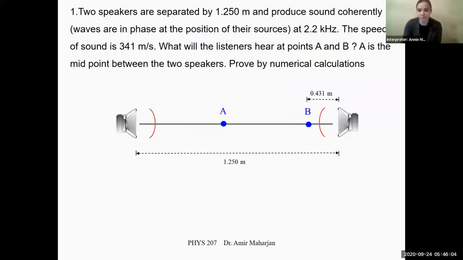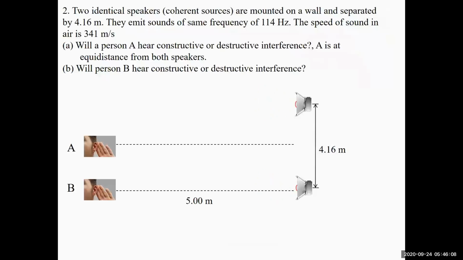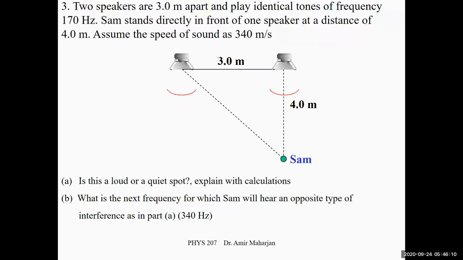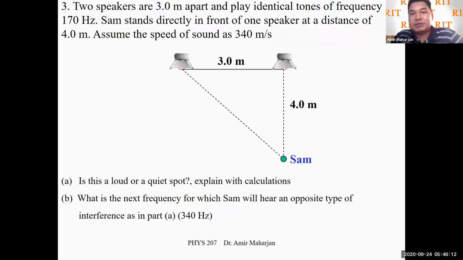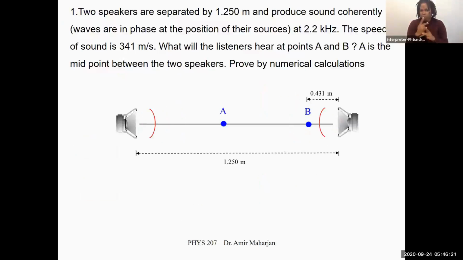Okay, so suppose two speakers are just separated along the X line, right? Sometimes the two speakers may be separated like this, sometimes like this. So then the question is, is this a loud spot or a quiet spot, and so on, right? So let's get started with the simple one. Here's the first question, right?